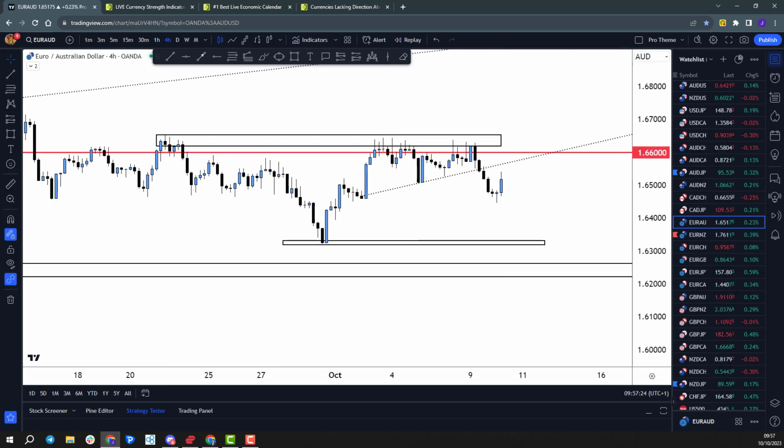Let me just remove the higher time frame one. But you can see all those rejections around about the 166. We've got these lows in here that have been breached as well. So maybe we're going to see a lower high develop and then a potential move to the downside.